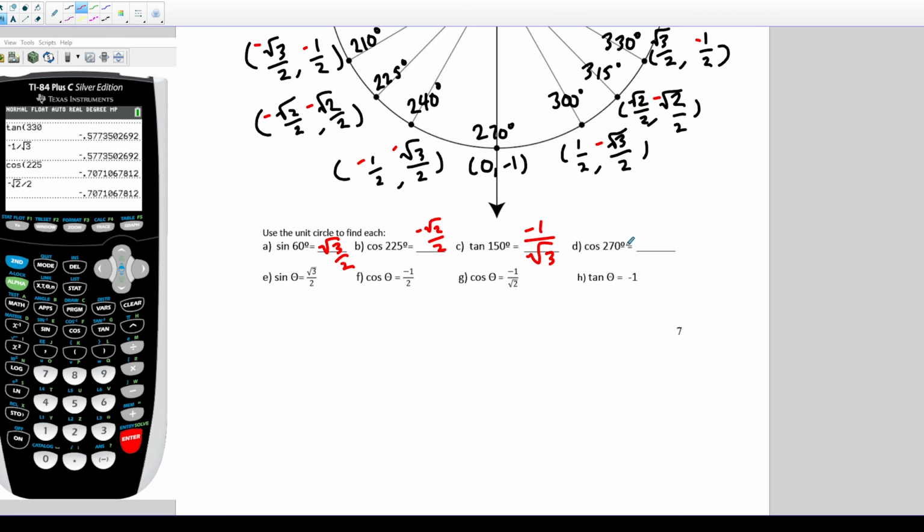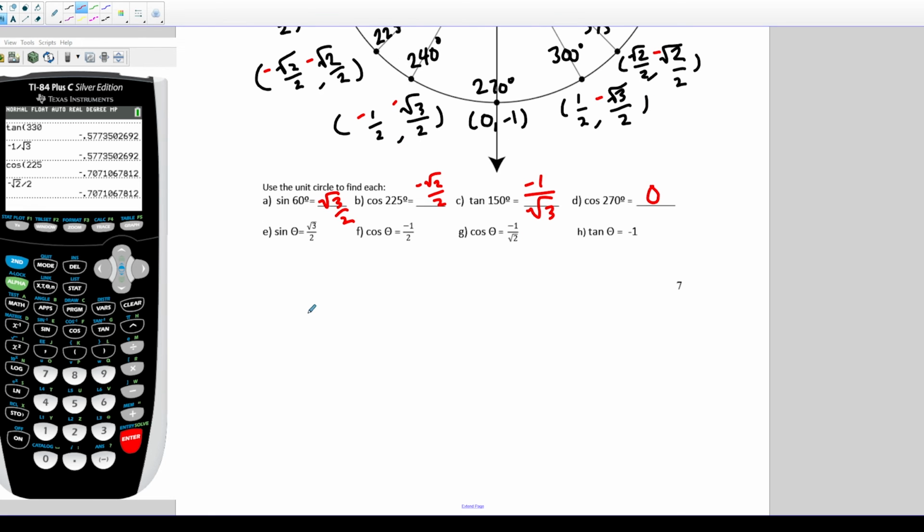Finally, we have the cosine of 270. So cosine of 270 is right down here, and we know that it's going to be 0. So for this bottom row of questions, this is where understanding the cast rule really helps us out. We have sine of theta is equal to root 3 over 2, and we're going to need to find theta when the sine of theta is root 3 over 2.